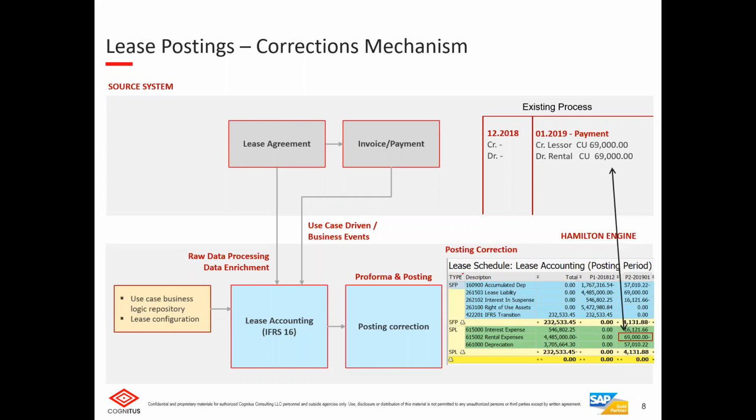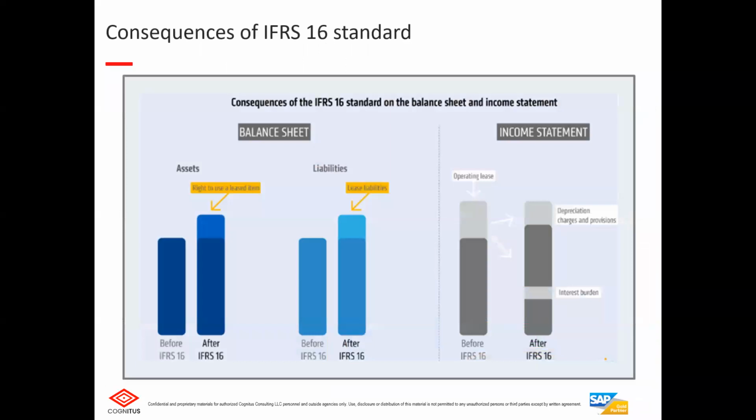The data will be processed, extracted, and stored in Hamilton engine. These transactions can be reclassified into depreciation, rental expense, interest expense, and depreciation expenses. This is before IFRS 16 and after IFRS 16. Before IFRS 16, all operating lease expenses are recorded in the income statement as a rental expense. After IFRS 16, all the operating leases must be in the balance sheet side as assets and liabilities.